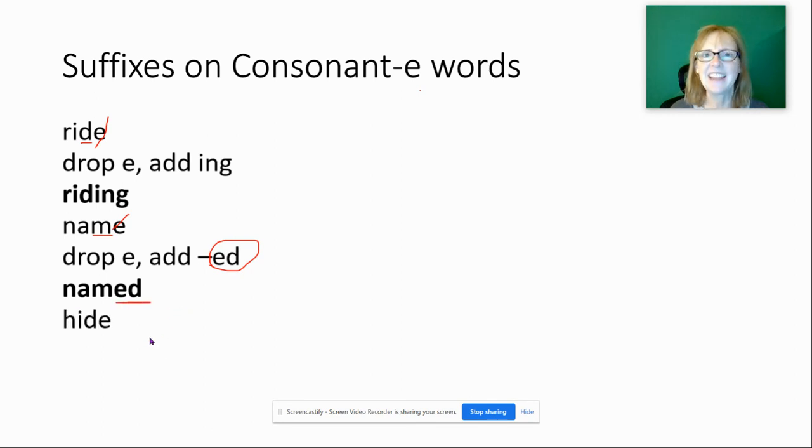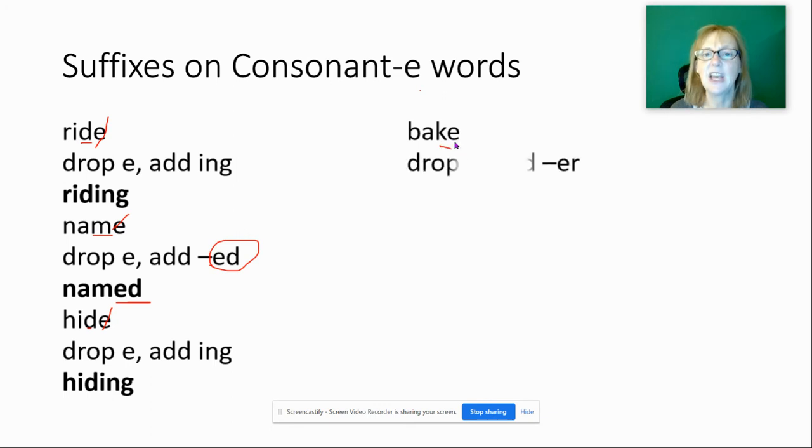Okay. And then hide, the long I sound. D is our consonant. E is silent. We're going to drop the E and add ing. So we have hiding. And then bake. We have a long A sound, the K making the consonant sound, and then silent E. We're going to drop that E and we're going to add ER. Baker. She was a really good baker.